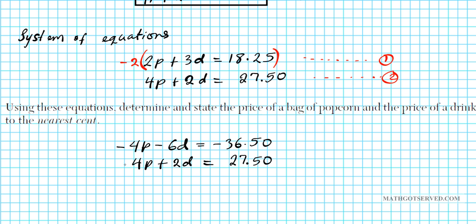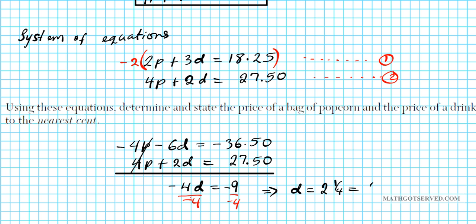And then we just combine, okay? Since we have opposites with the P, they should add up to 0. They drop off, which is nice. And then we have -4D is equal to -9.0. All right. So to get D isolated, you divide both sides by -4. And that yields D equals 4 goes into 9 2 times, remainder 1, 2 1/4. In dollars and cents is $2.25. Okay, so that's the unit price of D for drinks.